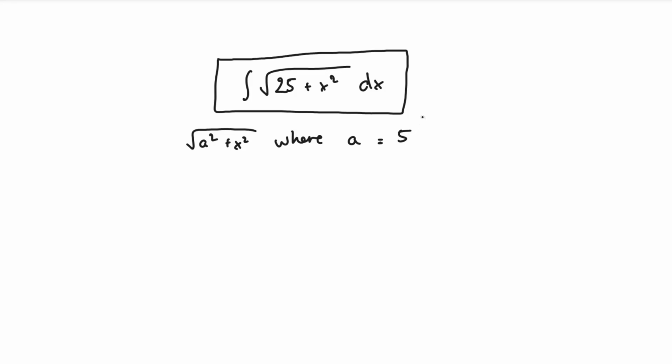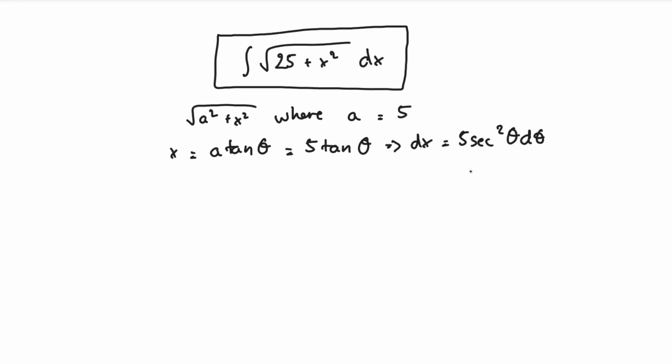As I mentioned before, if you meet an integral like that, we're going to let x equal a tangent of the angle. So a is 5, tangent of the angle. So we let x equal 5 tangent theta. Next, I'm going to differentiate both sides. I'm going to have dx equal 5 secant squared theta d theta, because the derivative of tangent is secant squared.